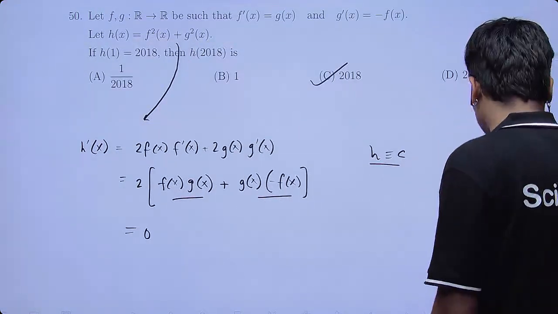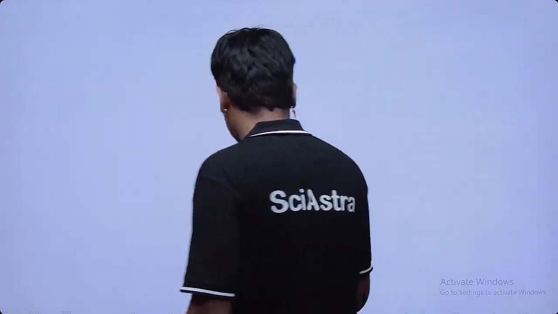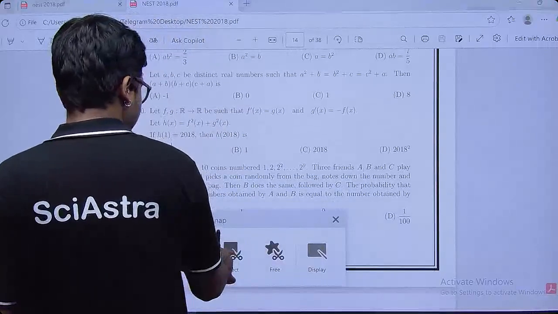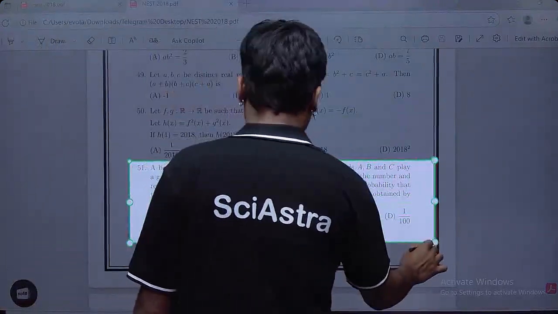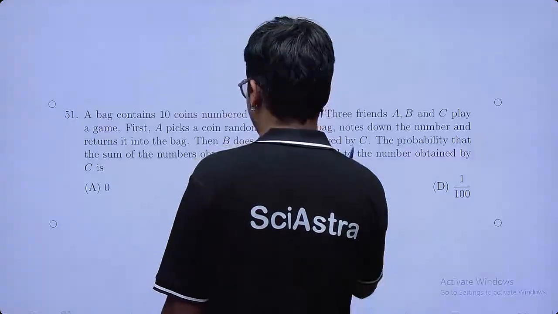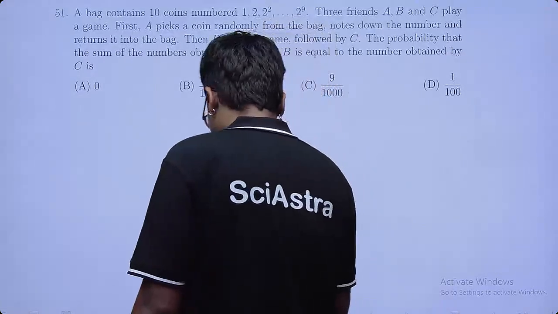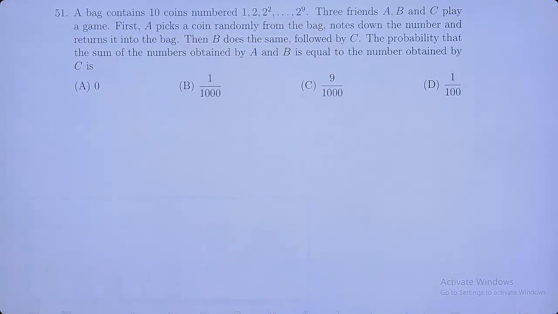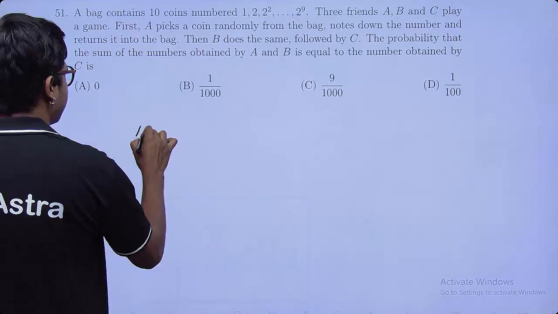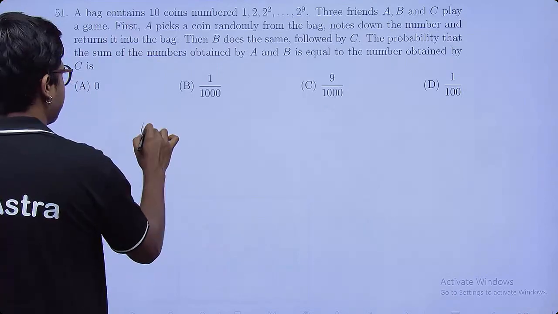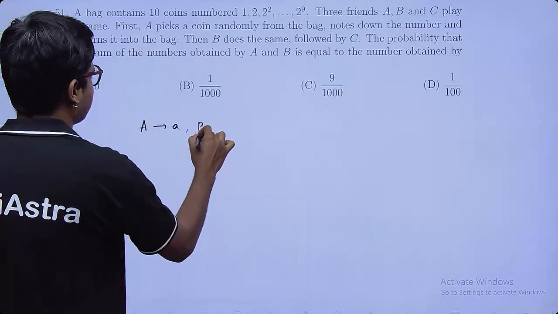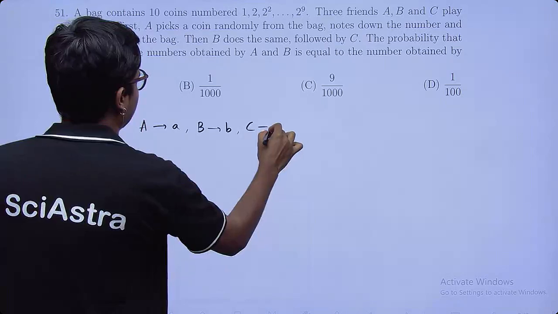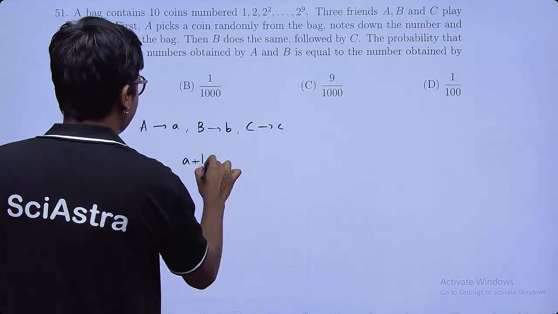All right. 51. All right, again, very simple question. You just need to see that you have 3 friends A, B and C who are drawing coins from a bag numbered 1, 2, 2², so on and so forth, all the way till 2⁹. And what you want is to find the probability that the sum of the numbers obtained by A and B, suppose A obtains some number a, same for B and C, okay? So you want a + b to be equal to c.